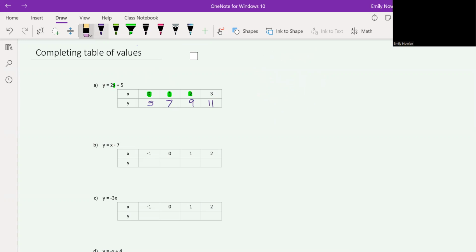So let's do the next one, and this time our rule has changed. Our rule is now y equals x minus 7. We're still going to put in these different x values. See all these different x values? They're all going to go in there one by one, all the different times. We're going to give them their turn. So let's start with the very first one here.